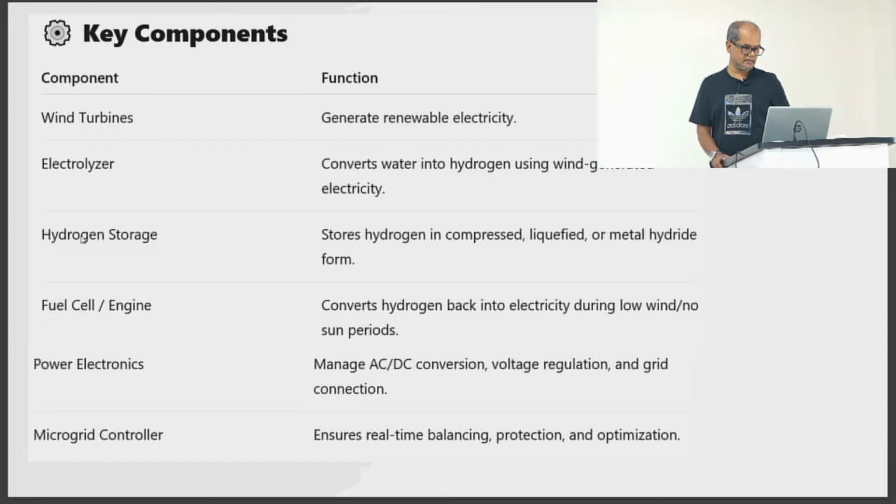So these are the main components you need. You need a wind turbine, electrolyzer, hydrogen storage, fuel cell, or even an engine, which also can be utilized to produce electricity from hydrogen, and then different power electronics, inverter, converter that we mentioned, and then we need a microgrid controller as well.